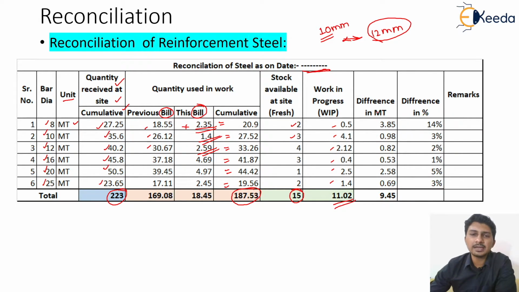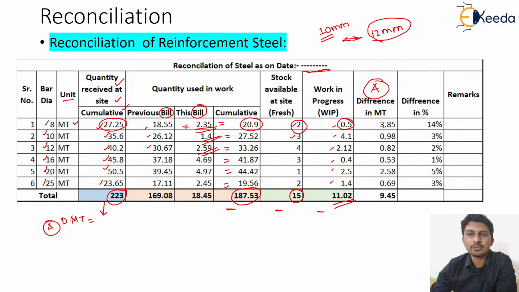Then the difference in metric ton, how am I going to calculate it? The 27.25 is the total quantity that I have received on the site, out of which I have to minus the cumulative quantity I have used, minus the stock available fresh at site, and minus the work in progress. This total quantity difference in metric tons, I'll just put as A. So you calculate A as the total cumulative quantity received on site, minus the total consumed quantity, cumulative one, minus the total fresh stock available outside, and minus work in progress at site.